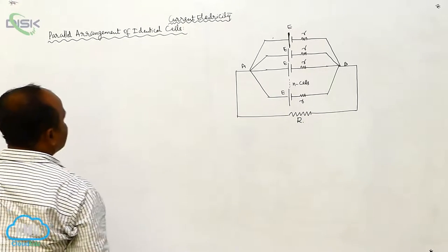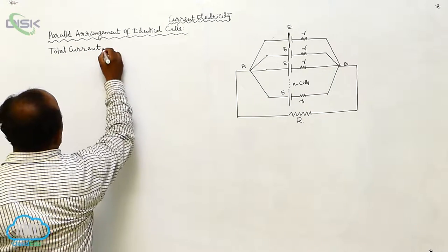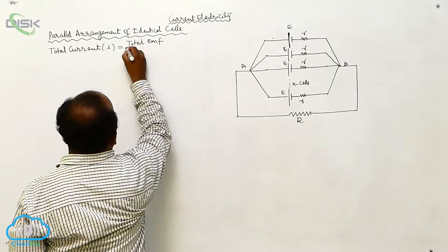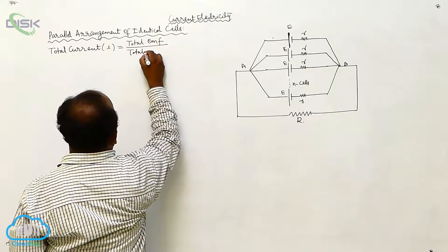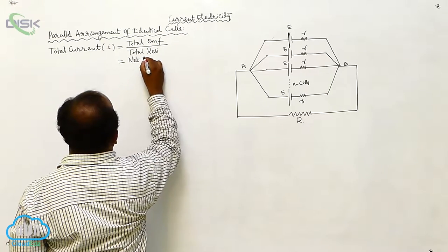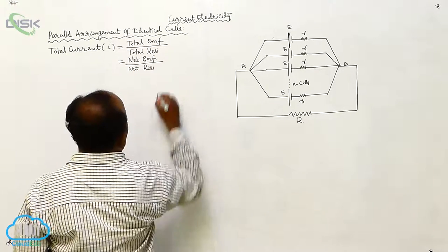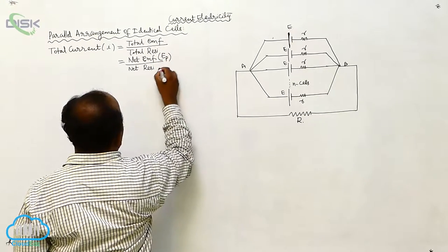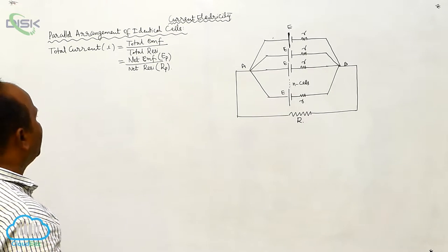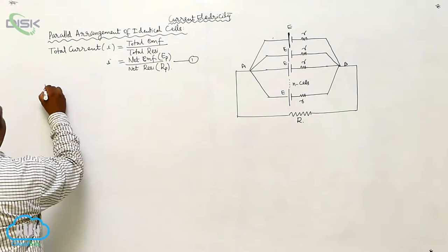Now, in this case, total current I is equal to total EMF by total resistance, or otherwise net resistance. Net EMF is represented by EP. Net resistance is represented by RP. Now, you want to calculate net EMF and net resistance. Therefore, this is called first equation. Right, calculation of net EMF.